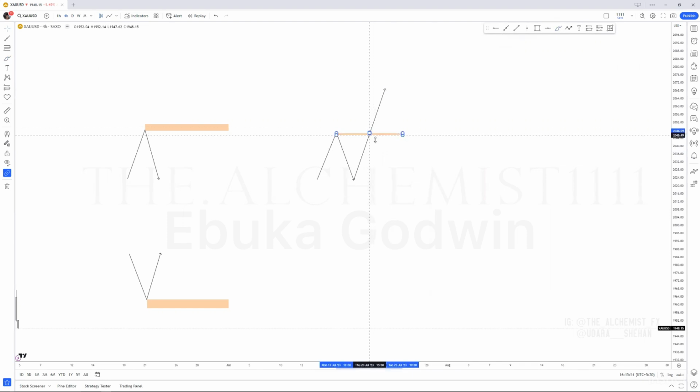Once the resistance is broken, it will turn into a support. So we call this RBS: resistance broken, turning into a support. This was a resistance. Now it is broken, then it turns into a support. That is why we call it RBS. Very simple. I'll show you examples.